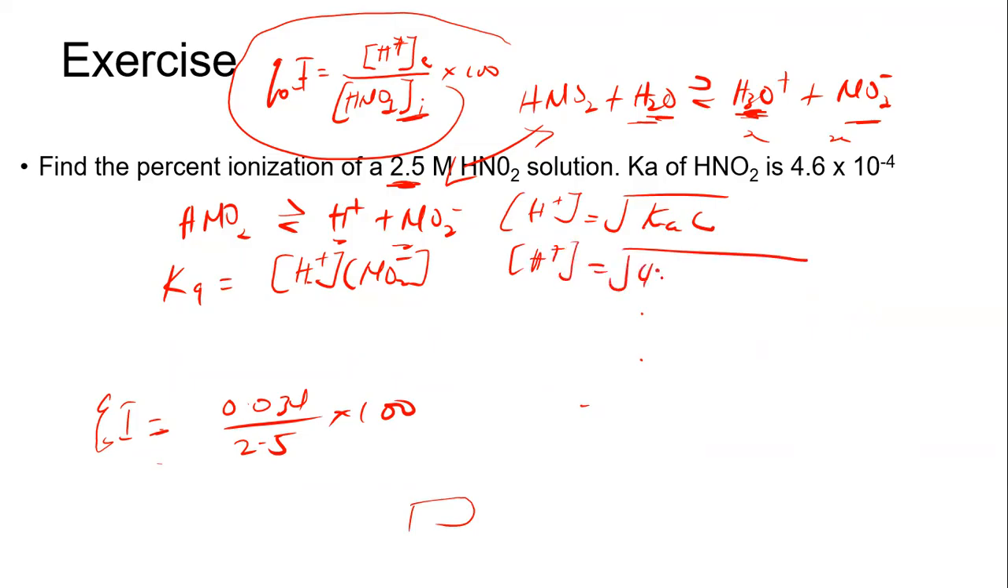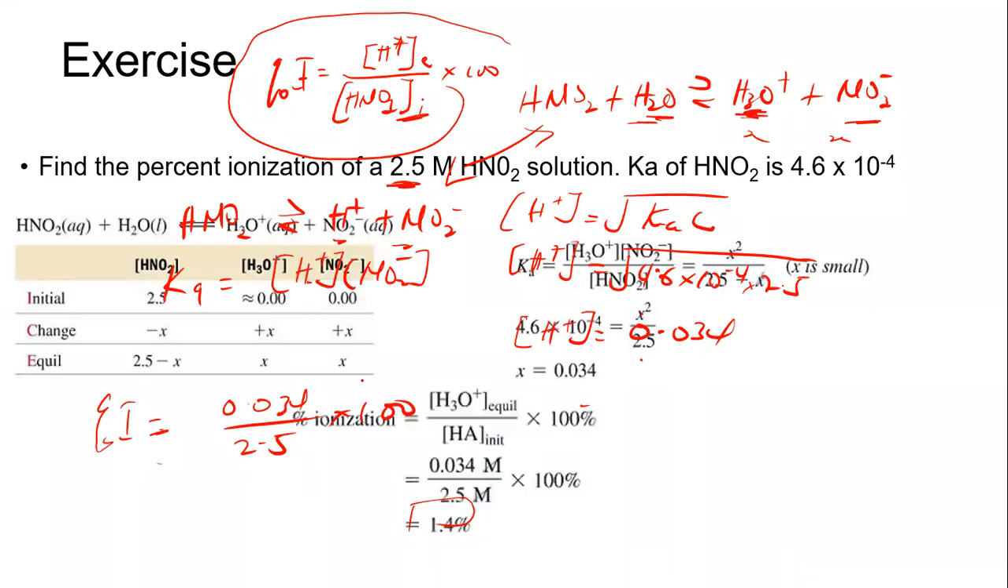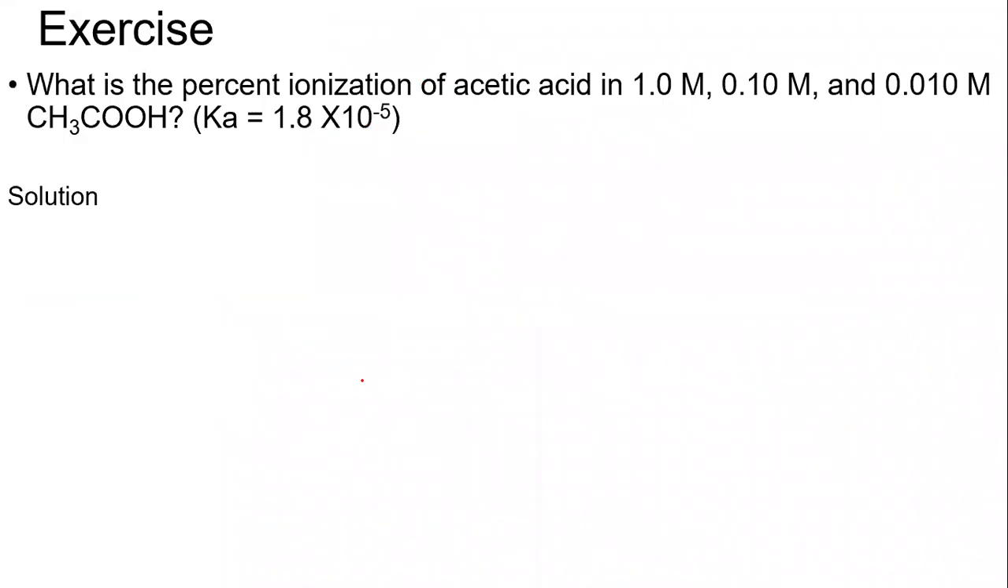The Ka is 4.6 times 10 raised to the power -4. The C is 2.5. C is concentration. Good. Then this can give me my answer, right? And then right after getting your H plus concentration, which is the 0.034, we can just incorporate that into this one. Percentage ionization is equal to 0.034 over 2.5 times 100. Very simple.